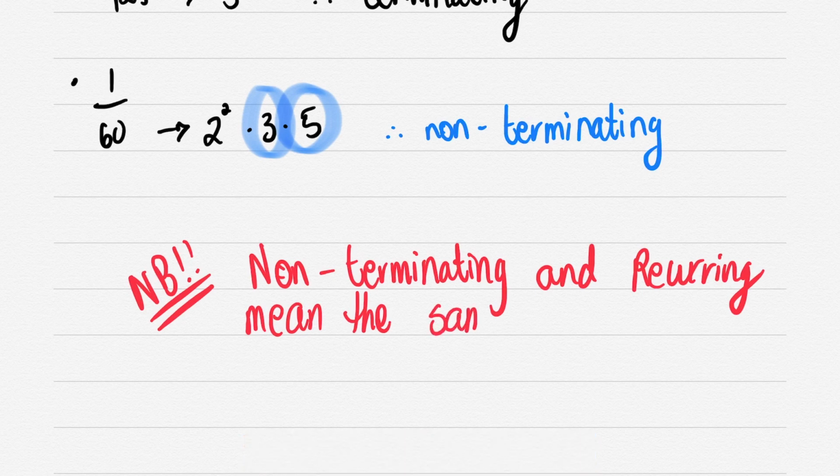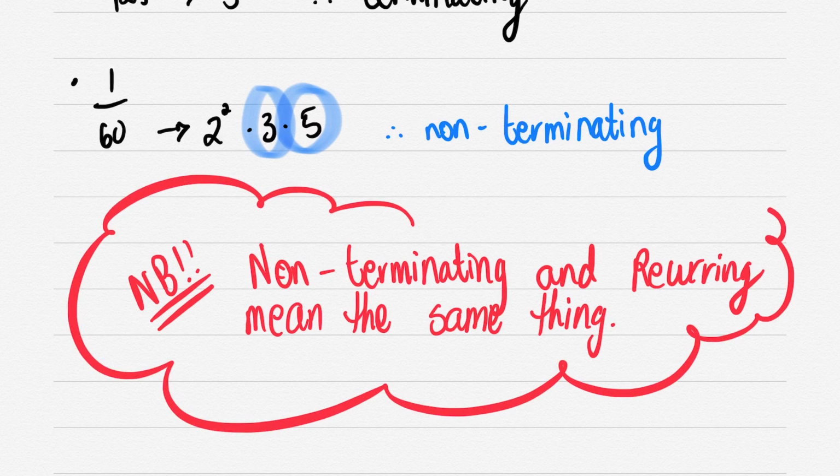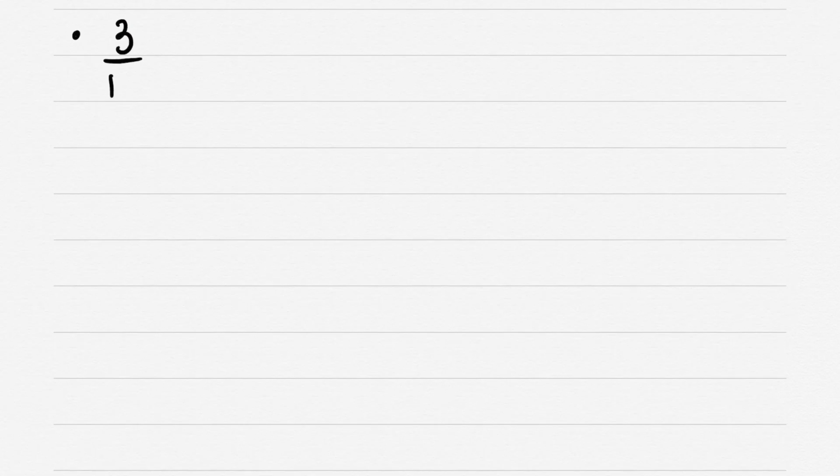So I just wanted to make a note over here saying that non-terminating and recurring are actually synonymous, meaning that they are the same thing. So if ever you hear those terms, just realize that they mean exactly the same thing. Right, let's jump to our next question.